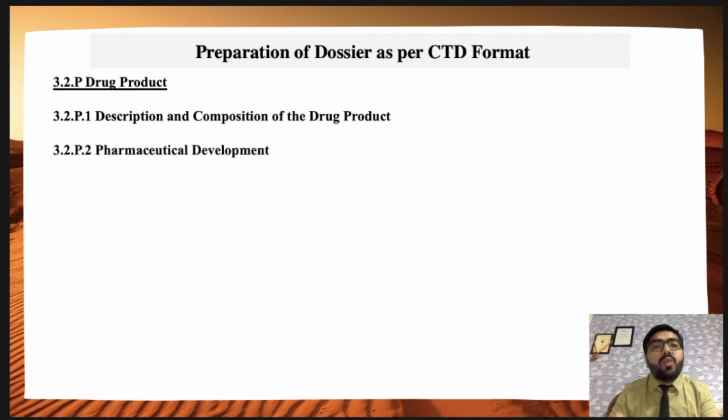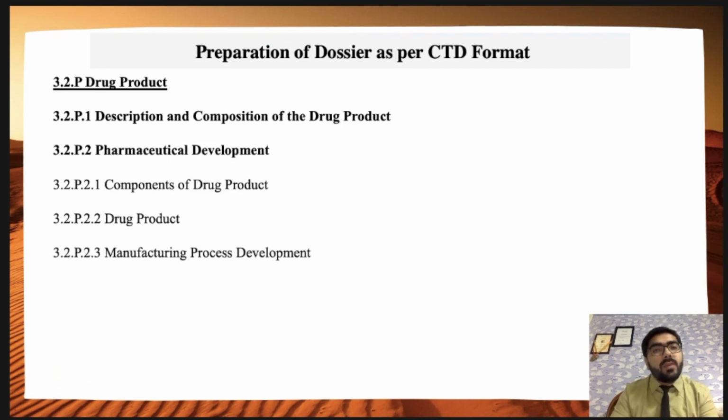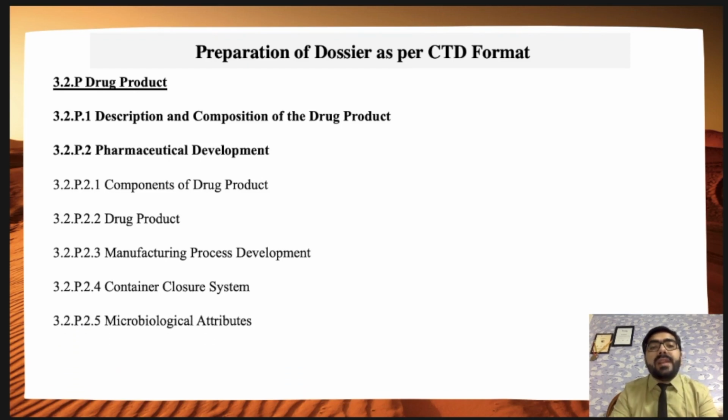Now coming to 3.2.P.2, which is the pharmaceutical development part. This part contains different subsections, so we will discuss them one by one. 3.2.P.2.1, this is components of the drug product. So we have to mention all the components of the drug product in this section only. 3.2.P.2.2, which is drug product information. 3.2.P.2.3, which contains manufacturing process development. 3.2.P.2.4, which contains the container closure system. Then P2.5, this is microbiological attributes, and P2.6 for compatibility.